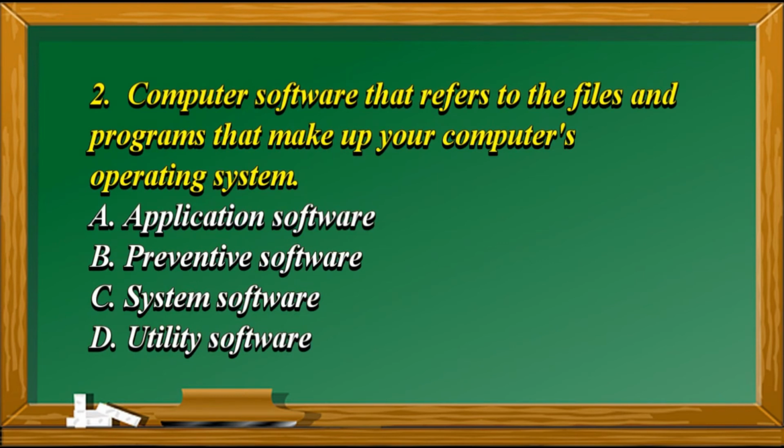Number 2. Computer software that refers to the files and programs that make up your computer's operating system. A. Application software. B. Preventive software. C. System software. D. Utility software.